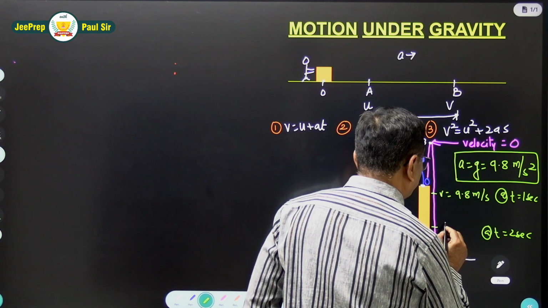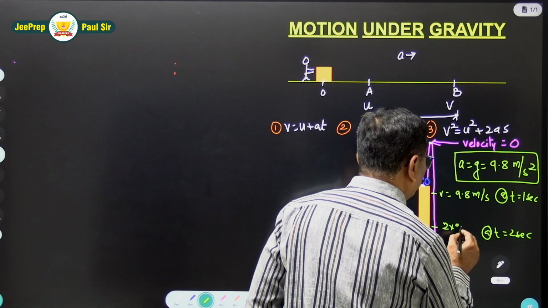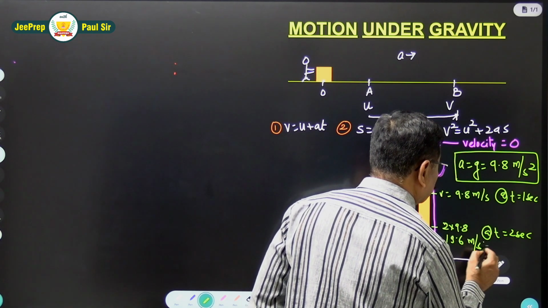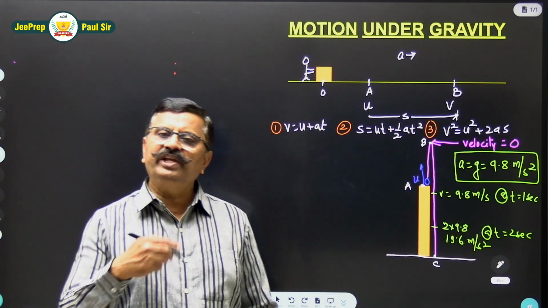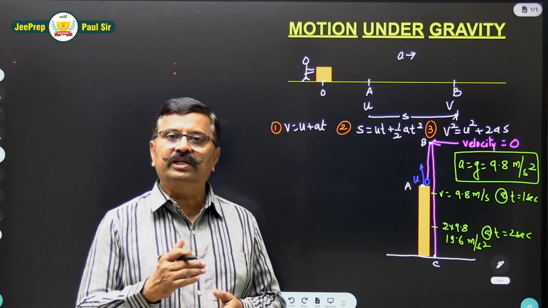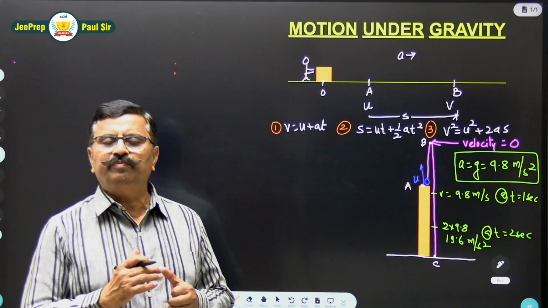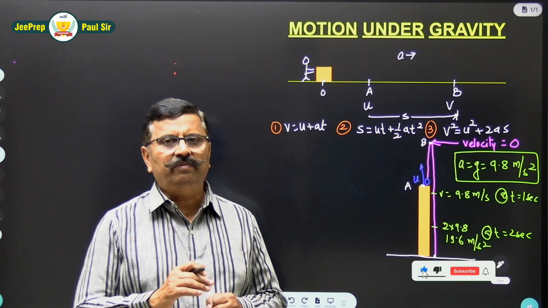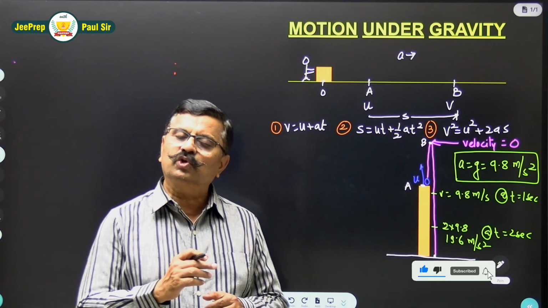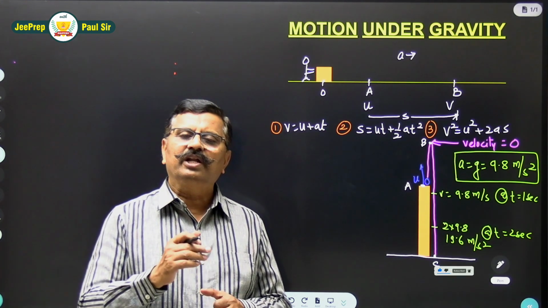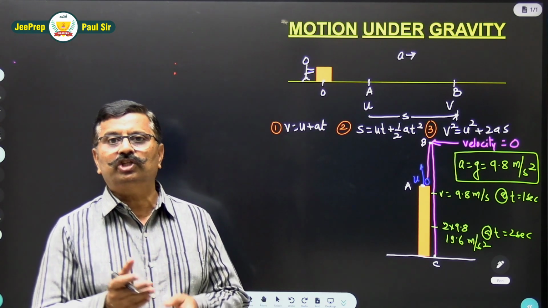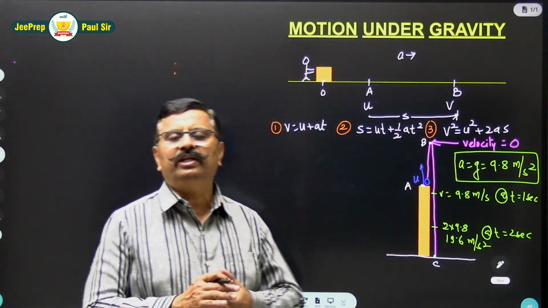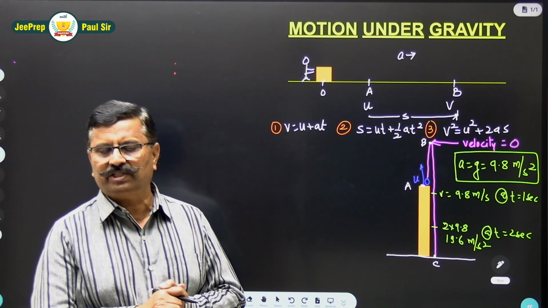Then the speed will become 2 into 9.8, that means 19.6 meter per second. So every second the speed of the body is increasing by 9.8 meter per second. Hence there is an increase in the speed of the body with respect to time by an amount 9.8. So the acceleration becomes 9.8 meter per second square, which is caused due to the gravity effect. So this is the acceleration due to gravity, that is 9.8 meter per second square.